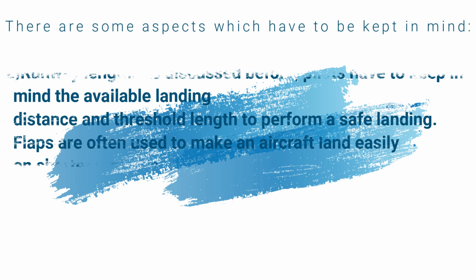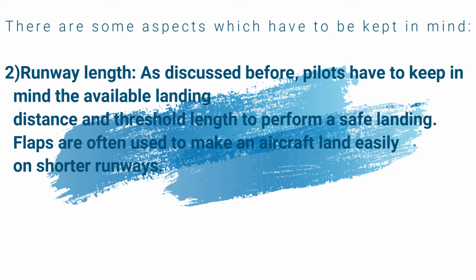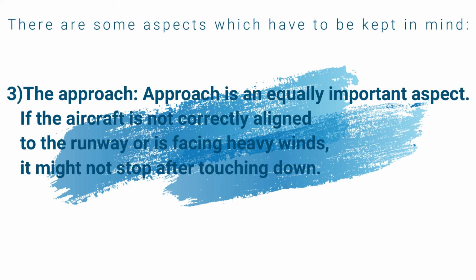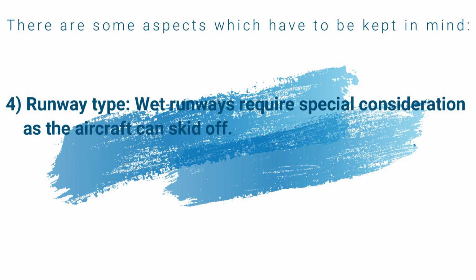Runway length. As discussed before, pilots have to keep in mind the available landing distance and threshold length to perform a safe landing. Flaps are often used to make an aircraft land easily on shorter runways. The approach. Approach is an equally important aspect. If the aircraft is not correctly aligned to the runway or is facing heavy winds, it might not stop after touching down. Runway type. Wet runways require special consideration as the aircraft can skid off.